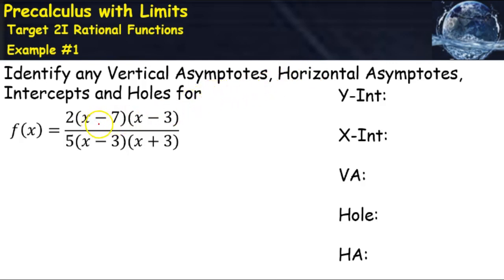So the y-intercept, remember you let x equal 0. Now, before I actually do that, I'm going to notice that these really cancel each other out. So I'm only going to replace 0 here and here, which makes my calculation a little easier. So I'm going to find y when x is 0. So 0 minus 7 is negative 7. And on the bottom I have 5 times 0 plus 3 is 3. So it looks like I get negative 14/15. So my y-intercept is 0, negative 14/15.